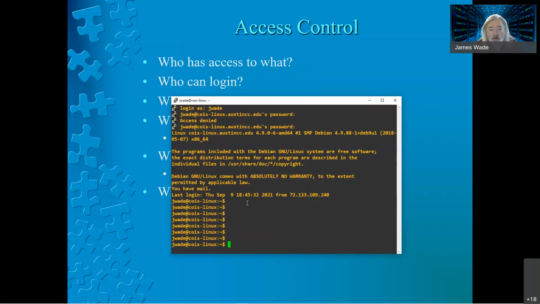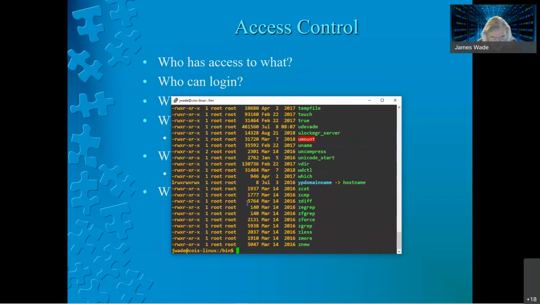Okay, so here we go. We're logged into a Unix system. So binary, well, see that bin directory? That's really what bin comes from, okay? Binaries, files that have been compiled. And one of the commands we could run is file.